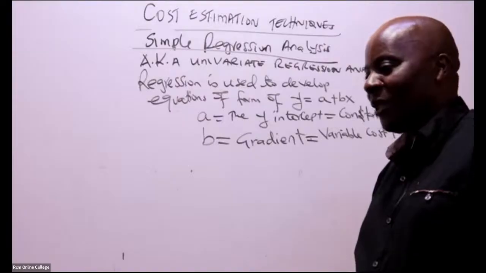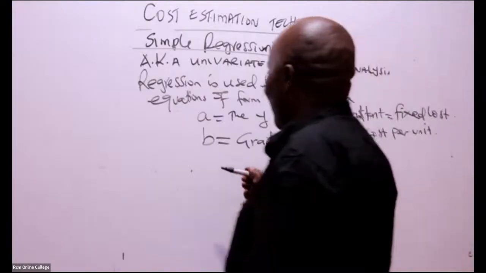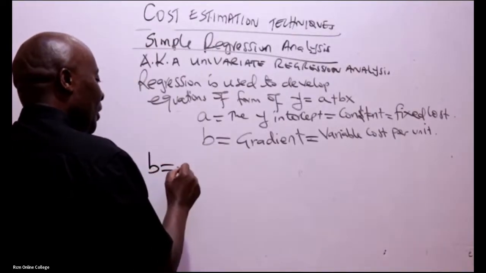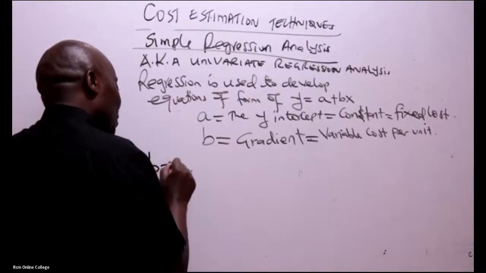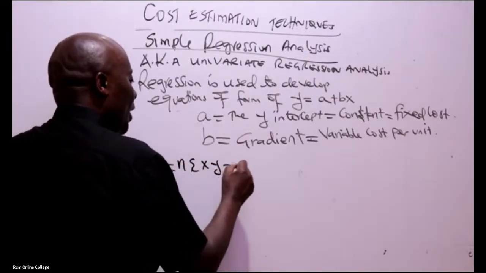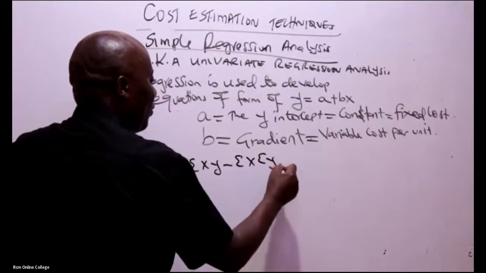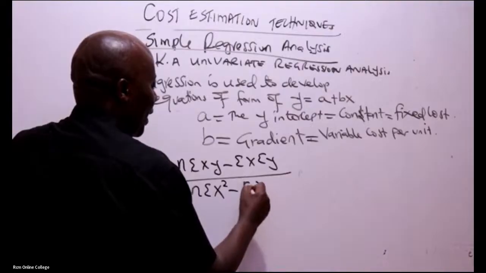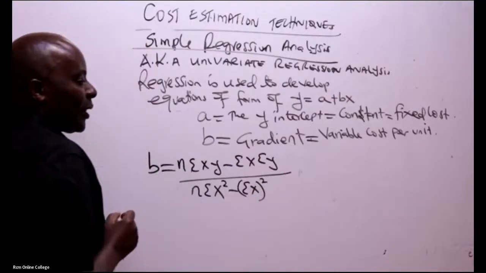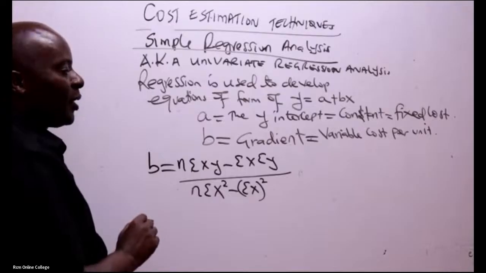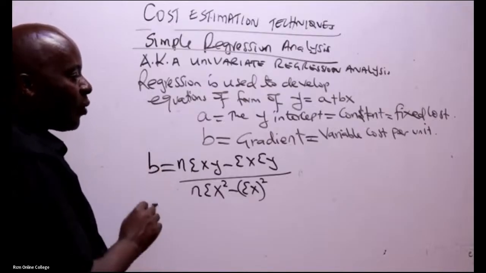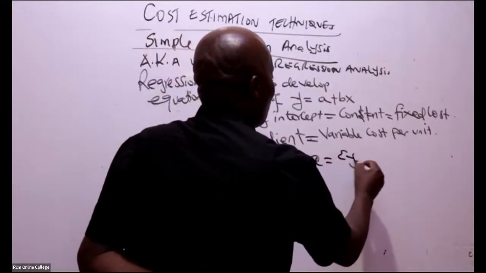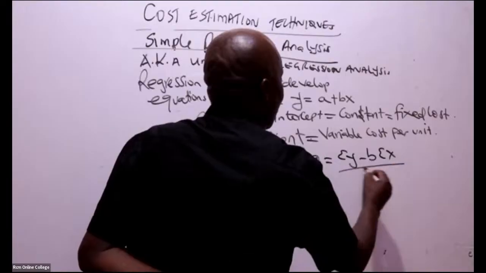Let's accommodate everybody. And remember, ladies and gentlemen, that regression analysis gives us the methodology for getting B and A. And if you remember very well, using regression to get B, we take n summation of xy minus sum of x, sum of y, all over n summation of x squared minus summation of x, all squared. That's how we get the gradient. And then to get the y-intercept A, we take summation of y minus b summation of x, divided by n.